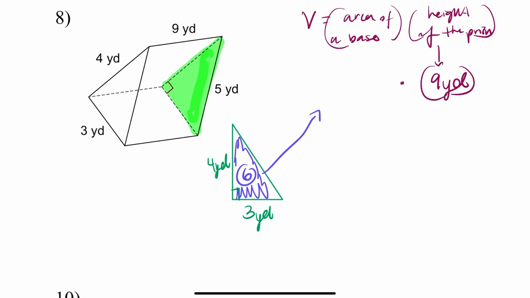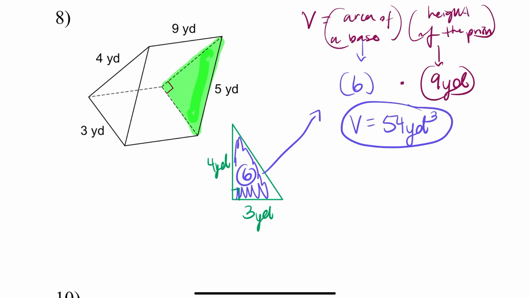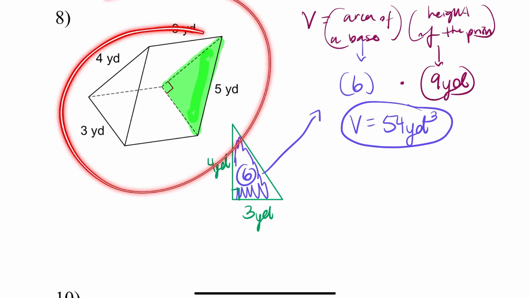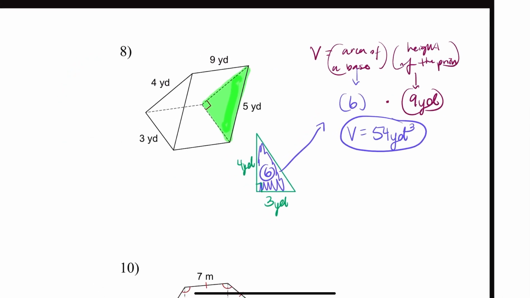And I'm gonna plug that in right over here. Got 6. Last step, multiply the 2. 54 yards cubed is filling up the whole prism. All right, cool. Finished with that.